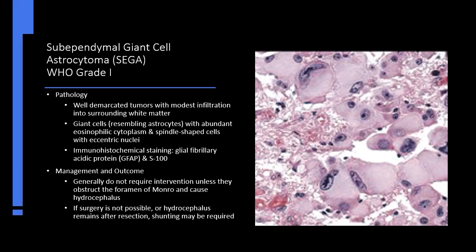Routine histological examination reveals these giant cells with abundant eosinophilic cytoplasm, as well as spindle-shaped cells with eccentric nuclei. Immunohistochemical staining reveals tumors positive for GFAP and S100. In general, these tumors do not necessarily require intervention, given their slow growth. However, they often obstruct the foramen of Monro, causing symptoms of obstructive hydrocephalus requiring surgical resection. If surgery is not possible, or if hydrocephalus persists after tumor resection, ventricular shunting may be necessary. Although these tumors have low risk of malignant transformation, surveillance is appropriate to monitor growth and/or recurrence.